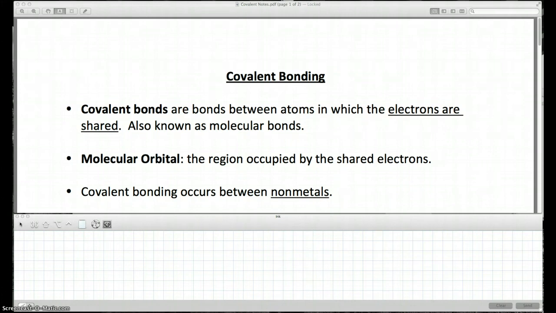So instead of an atom giving away electrons and becoming a positive ion, and another atom accepting those electrons becoming a negative ion, and those two oppositely charged ions attracting each other, that's ionic bonding. Covalent bonding occurs when atoms share electrons. Probably the most common covalent compound or molecular compound you're familiar with is H2O, water.